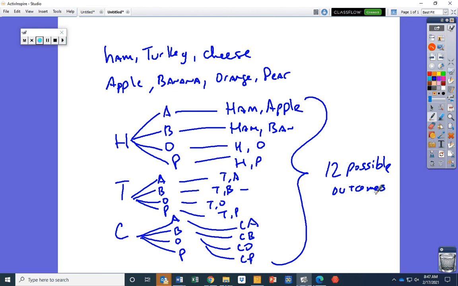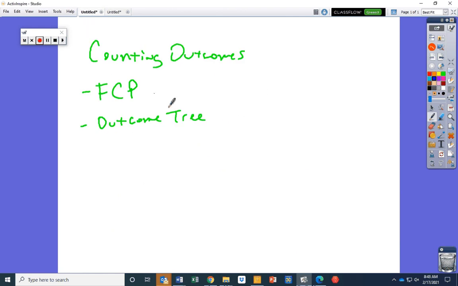Okay, so we can also choose the second part, and this is the really simple part. Look at these numbers. This was an outcome tree. We understand this. Now, the fundamental counting principle. This is really simple. This is called the fundamental counting principle.